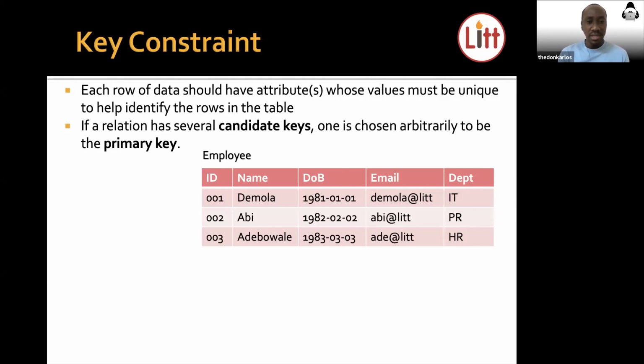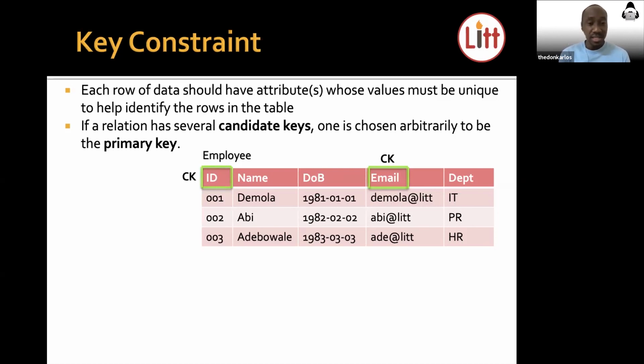Still the employee. In this table, we have ID, name, date of birth, email, and department. In a typical case, we could have ID and email as unique keys because no two employees would have the same ID. The same way no two employees would have the same organizational email or company email. So the ID and the email, we call them the candidate keys.